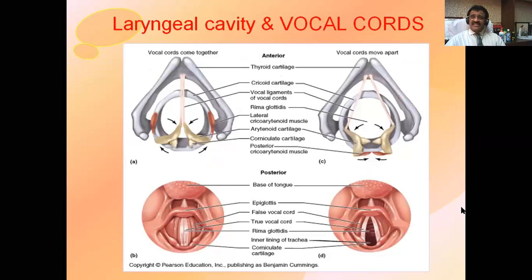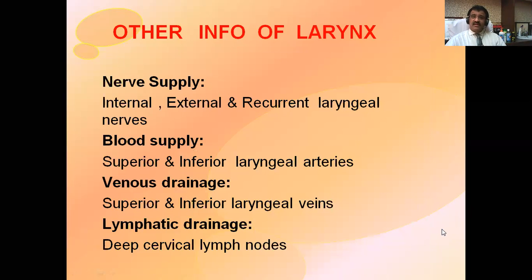Here you can see the laryngeal cavity and the vocal cords. Now we are inside the larynx, and you can see the vocal cords closed here and open here. You can see the anterior part of the vocal cords and the posterior part of the vocal cords. Sometimes a short note on vocal cords is also asked, so that is why we have to know vocal cords as well. Other information about the larynx we'll try to understand through this slide.